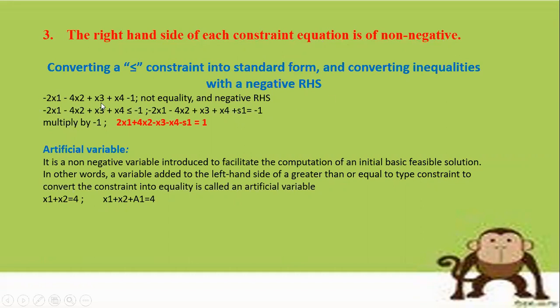Take an example here: 2x1 minus 4x2 plus x3 plus x4 lesser than or equal to -1. Here it is a lesser than sign, so add a slack variable, then multiply the whole equation by -1 and convert it into standard form. If an equation is directly given, then add an artificial variable in order to make it equal.